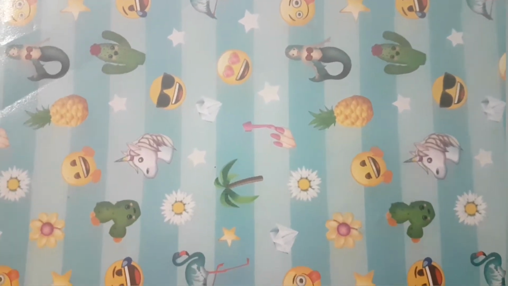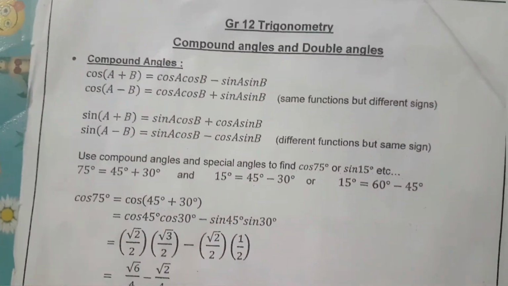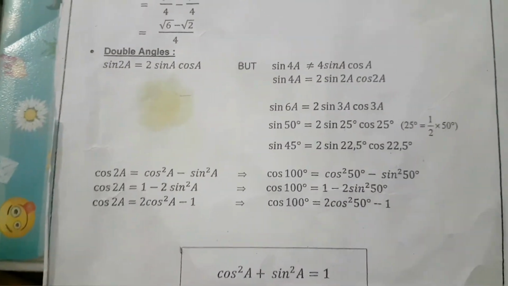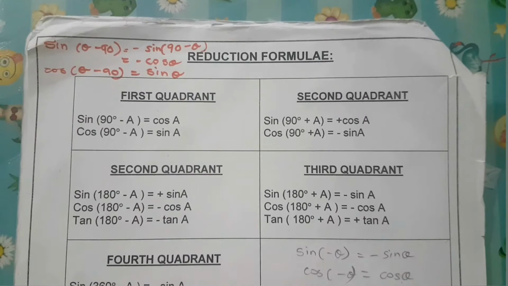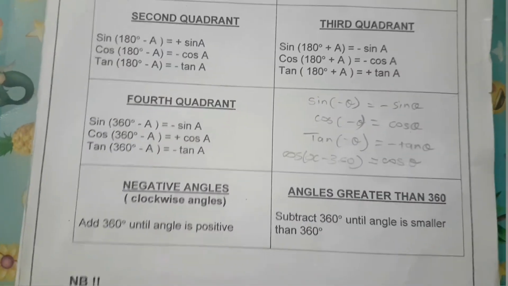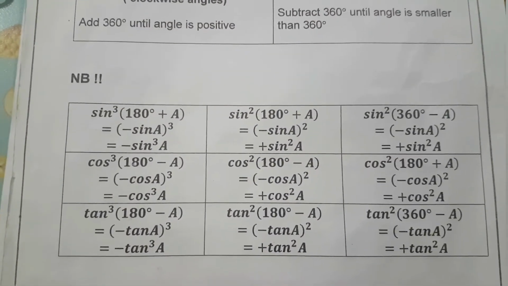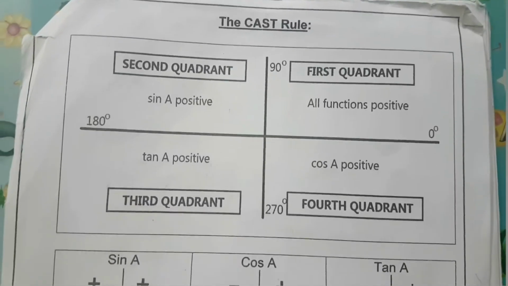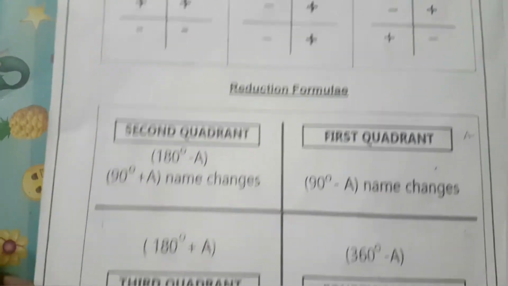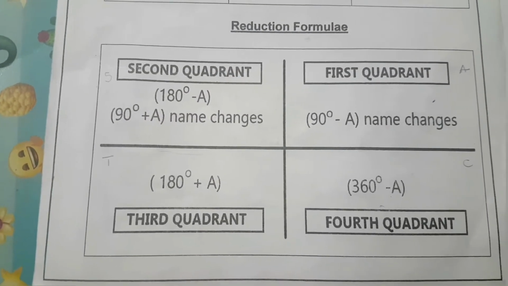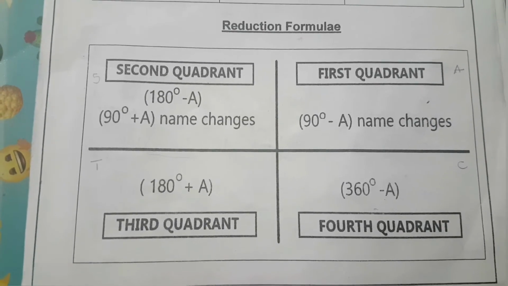Today we're going to jump straight into the trigonometry, and these are the typical things that you need to know: the compound angles and the double angles. The reduction formulas from last year are given. You should know that. No matter what, it will be very useful to you. And the CAST rule will also be very important, the reduction formulas, where you know where what stands for stays.